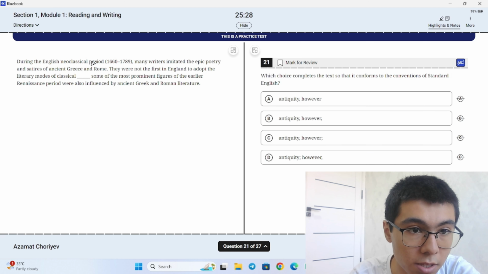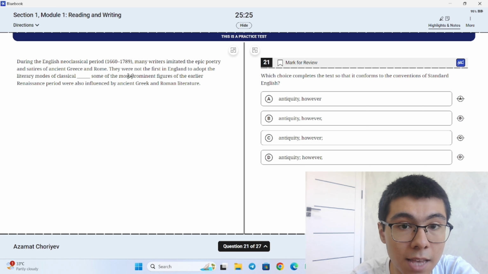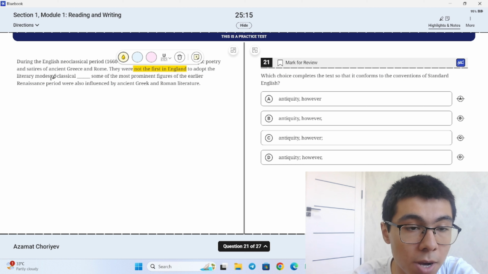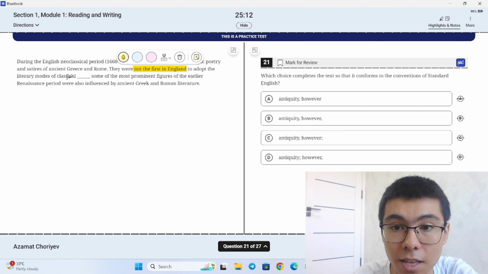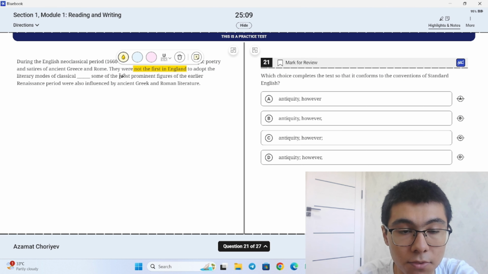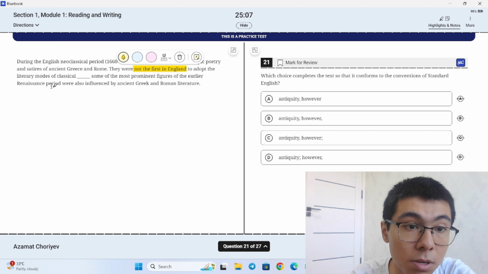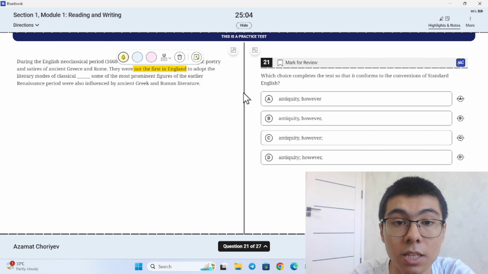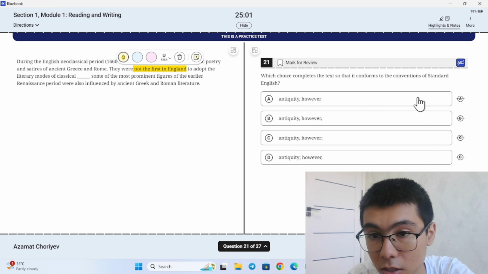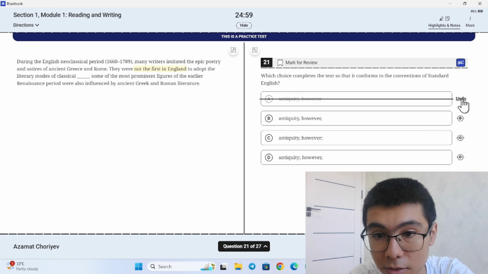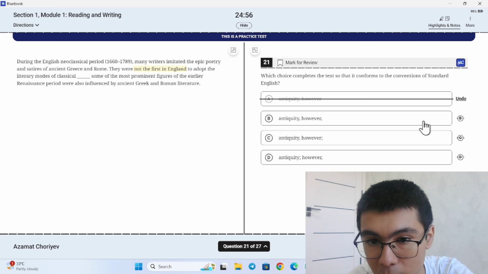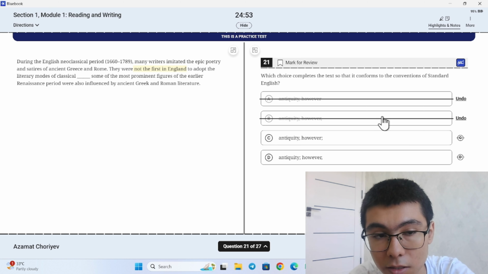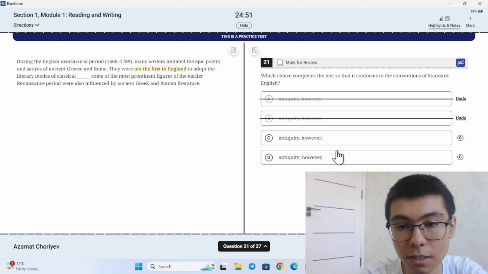21. During this period, many writers imitated the epic poetry and satires of ancient Greece and Rome. They were not the first in England to adopt the literary models of classical antiquity. However, some of the most prominent figures of the earliest period were also influenced by ancient Greek and Roman literature. So grammatically, A is incorrect. B is also incorrect. So I'm between C and D.